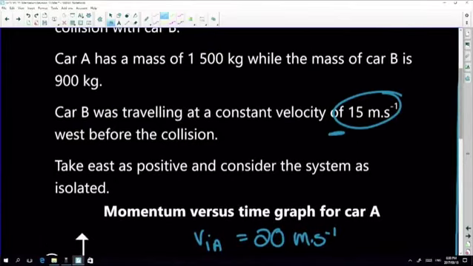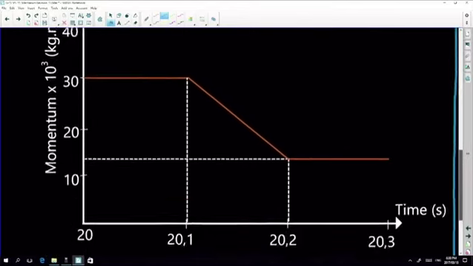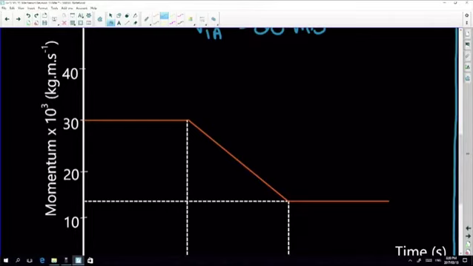We said that was minus. So I want the velocity of B after the collision. I need an extra piece of information. And in fact, be very careful with this question.